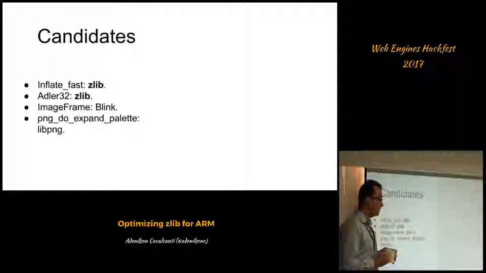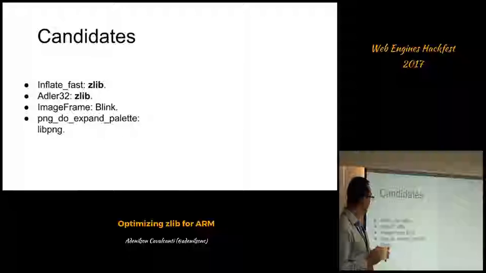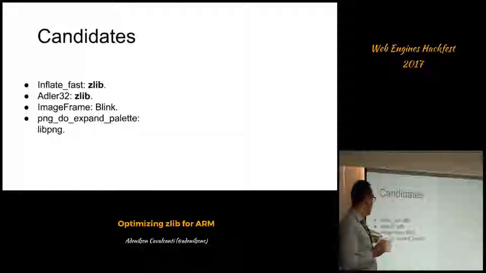Okay, so let's go back to the candidates. We had two candidates on zlib. One was inflate fast, the other was Adler32. We had this candidate in Blink. And the last candidate was inside of libpng.